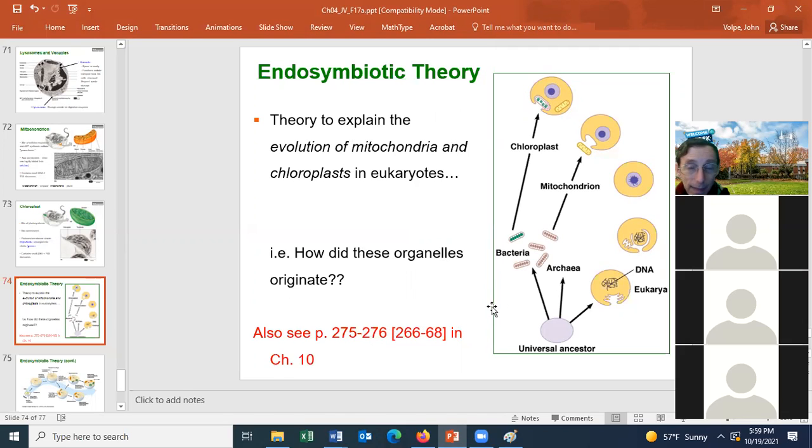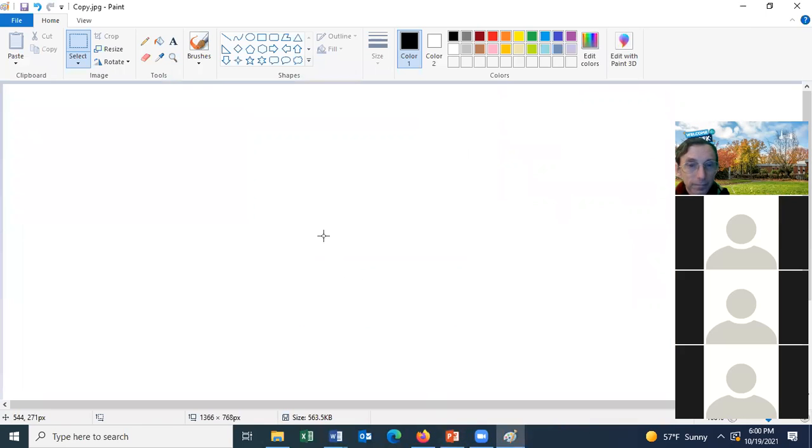The endosymbiotic theory proposes that a long time ago, before eukaryotes were around, meaning before they evolved, there was a proto-eukaryote and there were bacteria. Let me get my paint thing here. And the proto-eukaryote was a big cell.